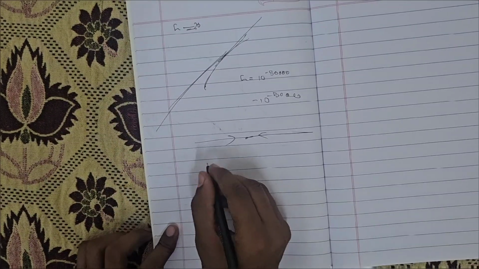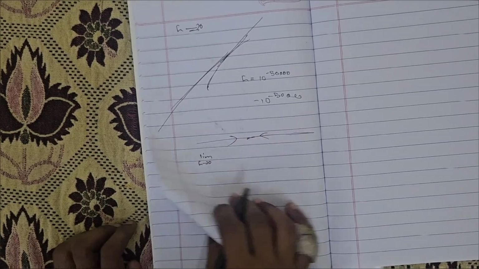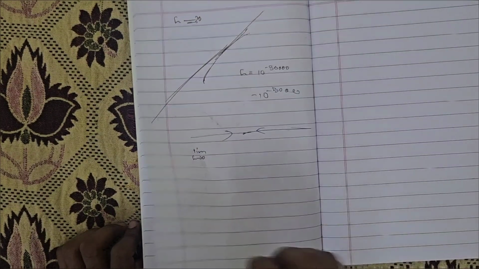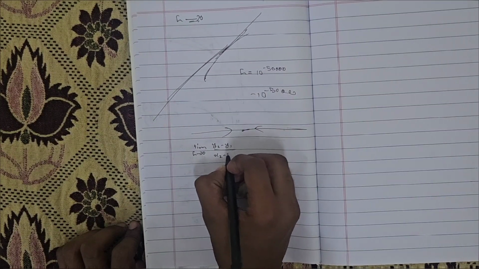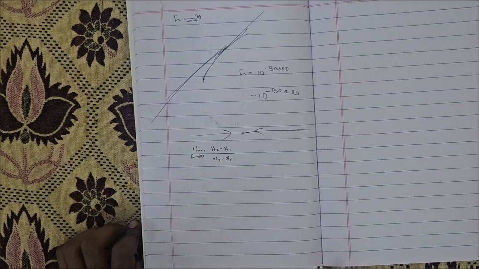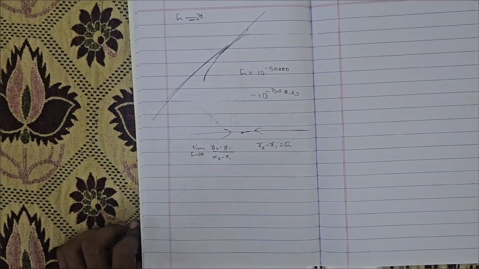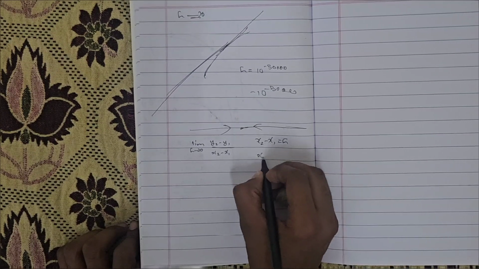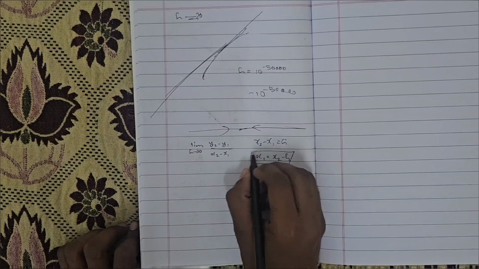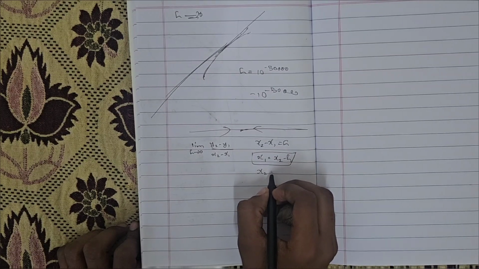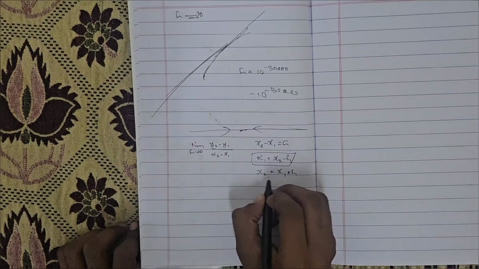Now you can write limit h approaches 0, and you can just write this equation: y2 minus y1 divided by x2 minus x1. And we just took x2 minus x1 equals h, right? Then what is x1 right here? It's x2 minus h. And what is x2? That is equal to x1 plus h, right?